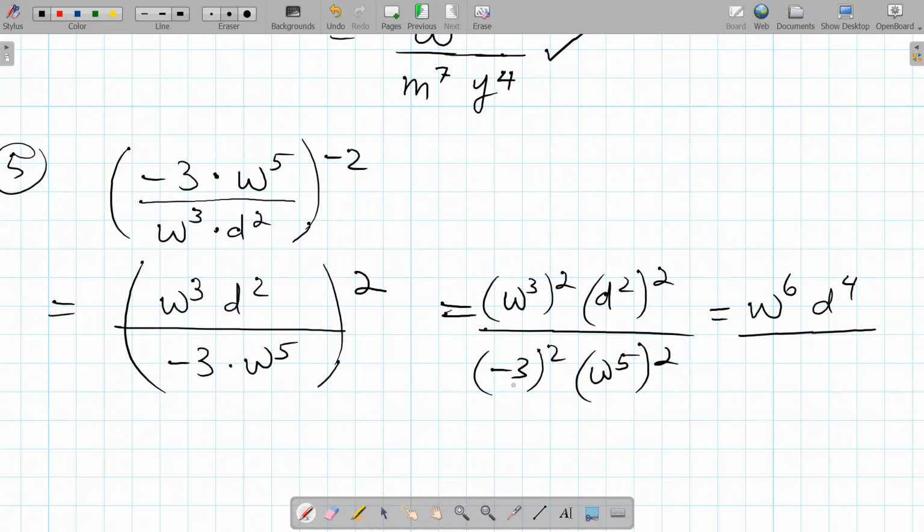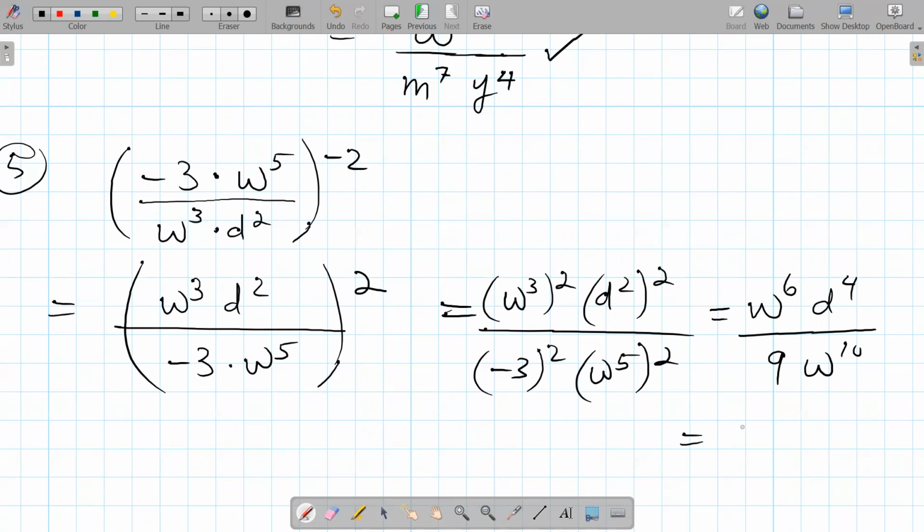Here, negative 3 times negative 3, that's what it means. Okay, negative 3 raised to 2 is negative 3 times negative 3, and this is going to give you 9. Then here, by the rule, 5 multiplies 2, and you're going to get 10. You are not done yet.